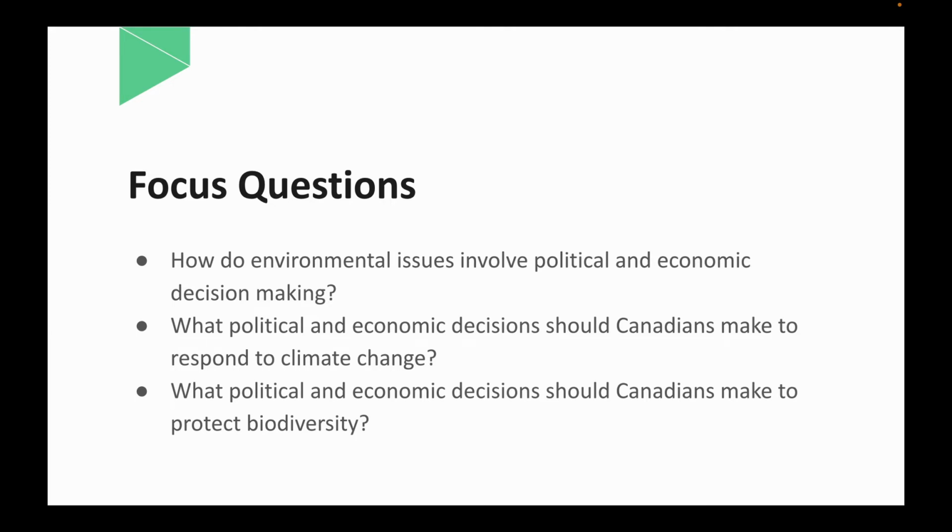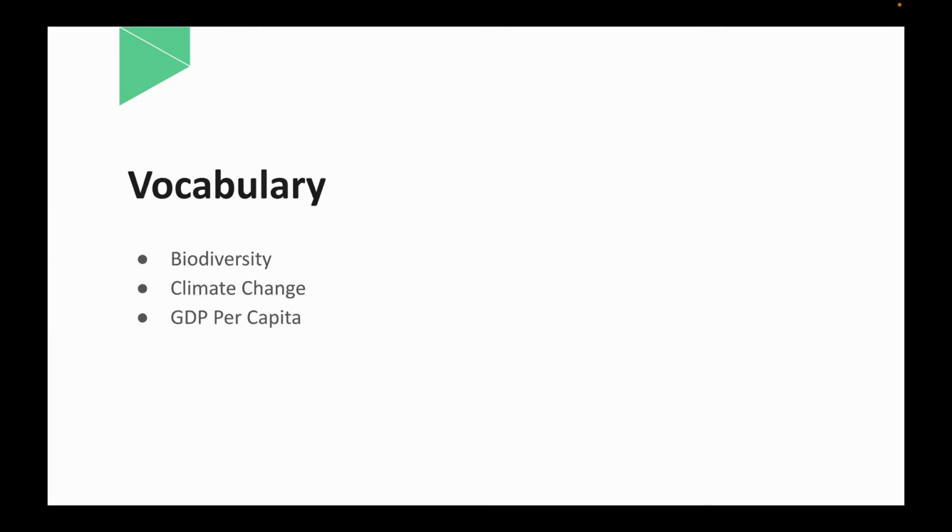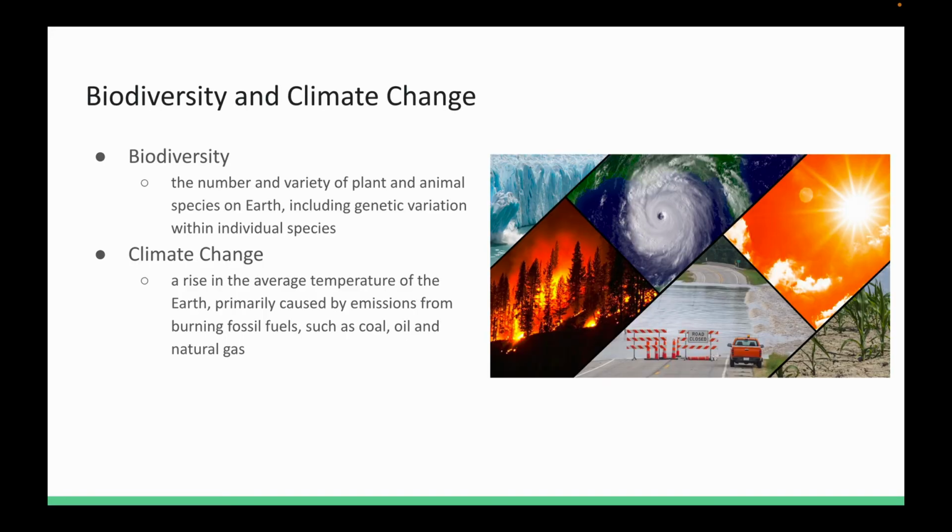We've got three words in our vocabulary for this chapter: biodiversity, climate change, GDP per capita, gross domestic product per capita. And this is a short lesson. We only have one slide that we're going to be going through today. Biodiversity and climate change is what we're going to be going through.